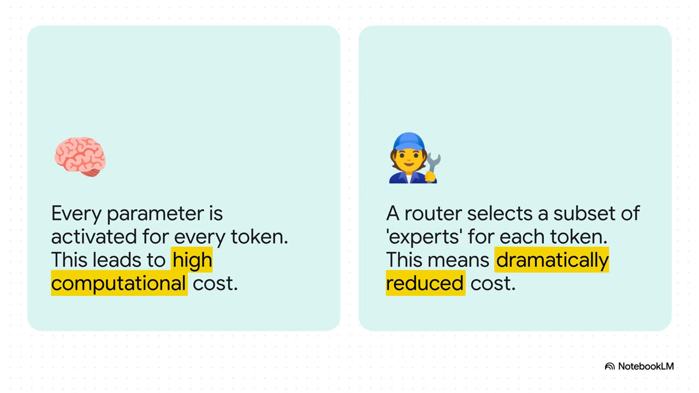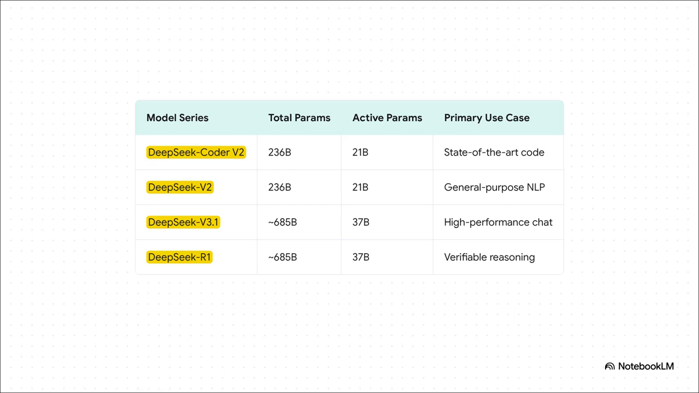Now, a standard model is kind of dumb. It uses its entire brain for every single token it processes. Super inefficient. But an MoE model is way smarter. Think of it like this: instead of one generalist trying to do everything, you have a team of highly trained specialists. A little router inside the model looks at the task and says, okay, you, and you, the experts in this area, go handle this. So we get all the power of a massive model, but with the speed and efficiency of a much smaller one. It's a game changer.